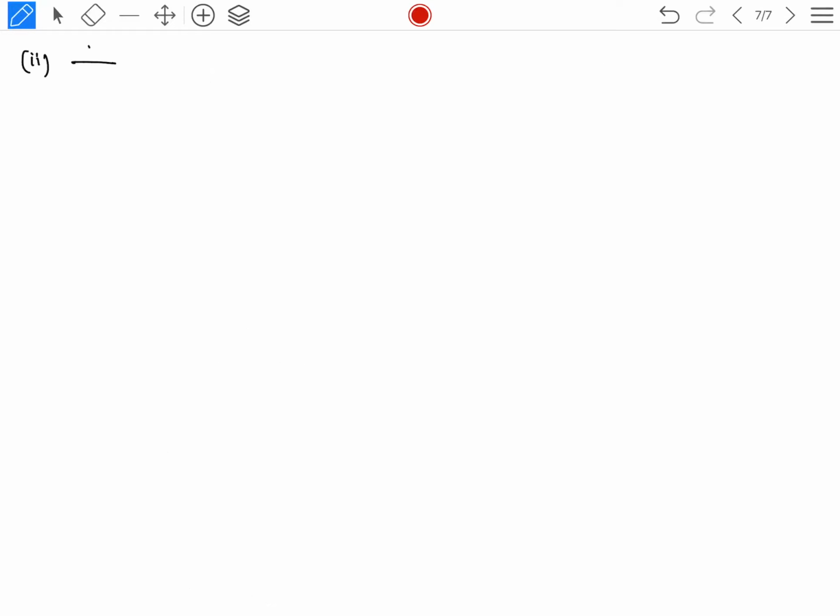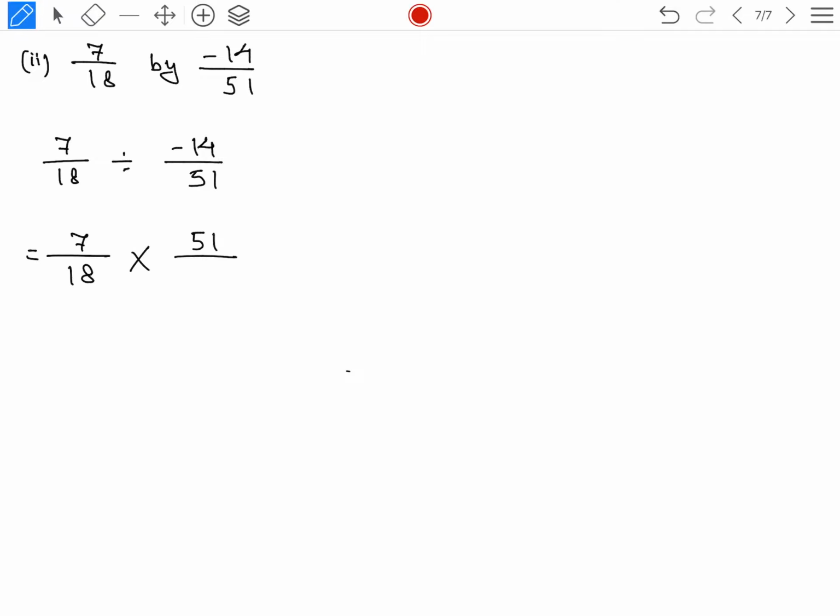Look, number 2, it is given 7 by 18 by minus 14 by 51. That means 7 by 18 divided by minus 14 by 51. Now you need to change this division into multiplication, so you need to write the reciprocal, or you can say multiplicative inverse. So the reciprocal of minus 14 by 51 is 51 by minus 14, yes or no?